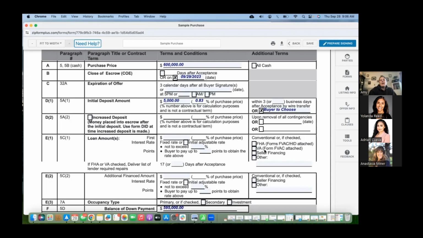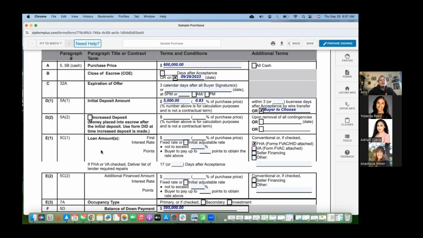In addition, if you do FHA, click on it, it doesn't automatically attach. I do not believe it does because I have yet to ever see it automatically attach. I believe it attaches the FVAC, but I don't know that I've ever seen the HID attached. Okay. In addition, if you go VA, you just need the FVAC. We've covered that before, but I'll show you that form just so you see it.